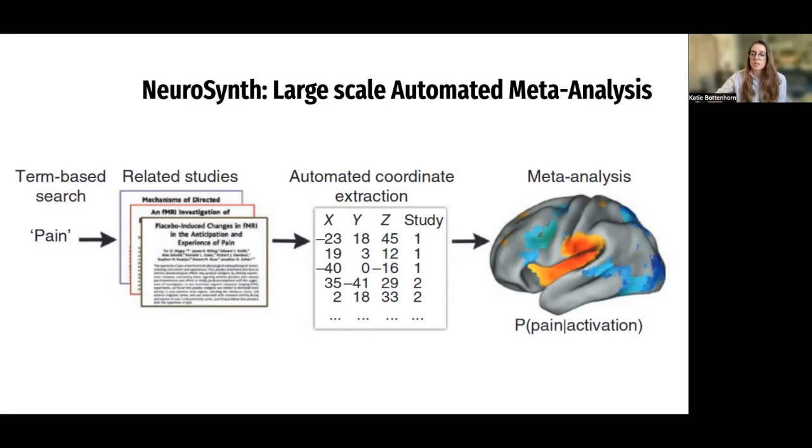So the important part is that this is all done programmatically, automatically. No human being had to do any reading or extracting of coordinates. It was all done with an algorithm. There are some caveats to this approach, of course. The first of which is that there are errors in coordinate extraction. And of course, the terms mentioned in the articles are only a rough approximation of what the paper is about, because a paper saying not pain would be the same as a paper saying pain, right? So even with those caveats, NeuroSynth works really well.